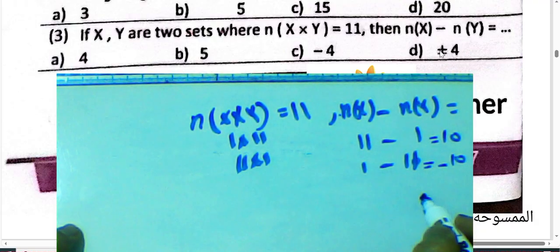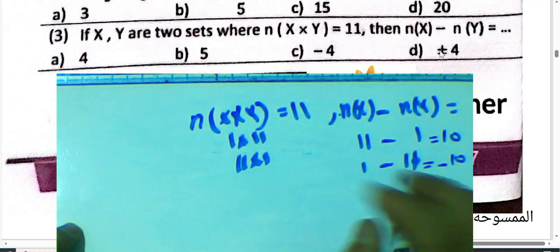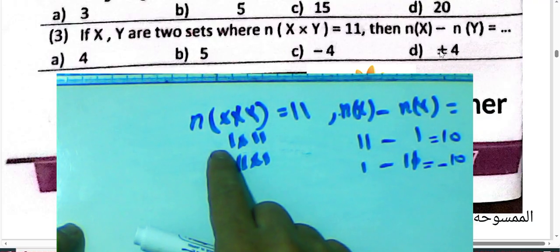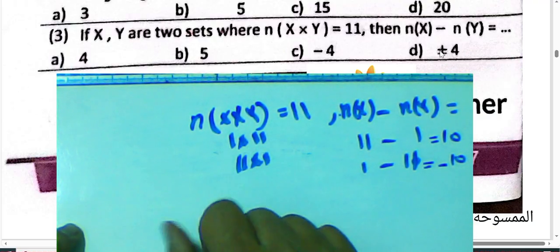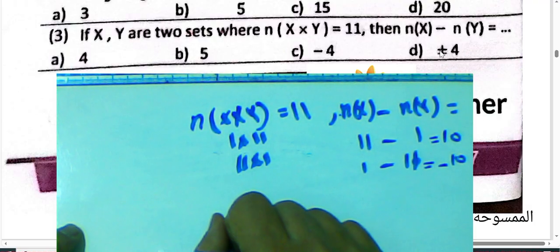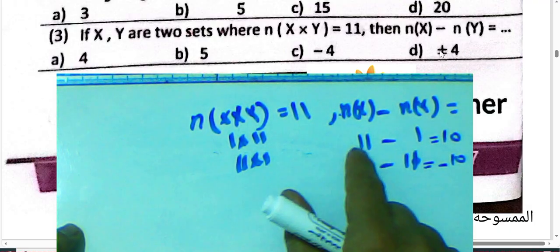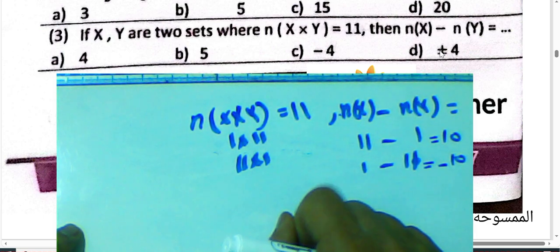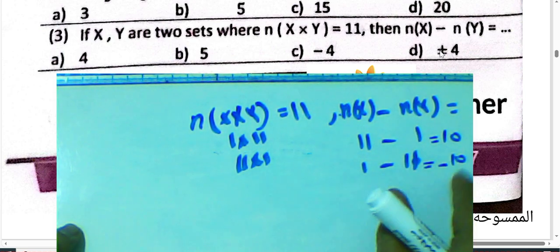Then we have the answer here. He gives me 11. Then the number of elements of x and y are 1 and 11. 1 times 11 equals 11. Okay, or 11 times 1. He wants to find the difference between 11 and 1. 11 minus 1 equals 10. Or 1 minus 11 is negative 10.